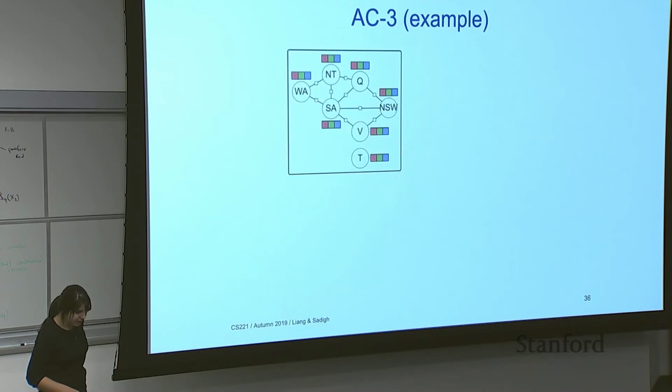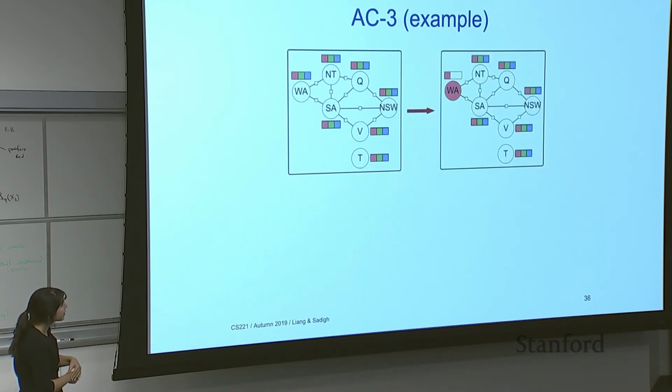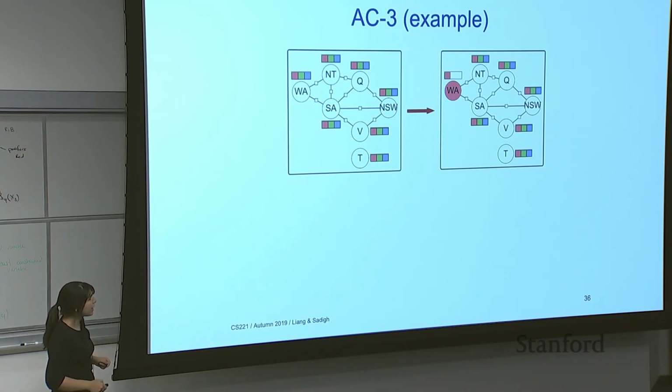All right, so let's go over an example of how this works, and then we're going to look at the pseudocode for it. Here's our example. I'm going to start from WA and pick red for it. So my current domain for WA is red. If I was doing forward checking, what would I do? I would just look at NT and SA and update the domains of NT and SA.